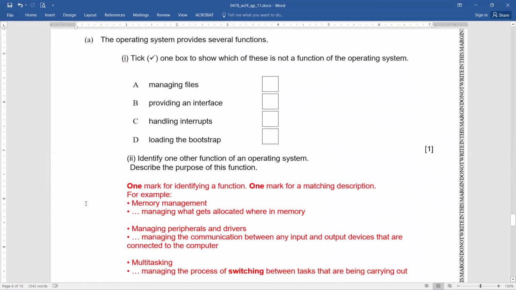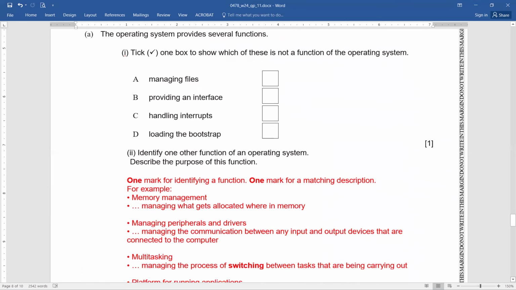Apart from these, you can say memory management means managing what is allocated, how much memory is allocated for each task. Managing peripherals and drivers means creating a link between the input and output devices so that all the things are connected with each other. So all the peripherals, all the input and output devices, are managed by the operating system.